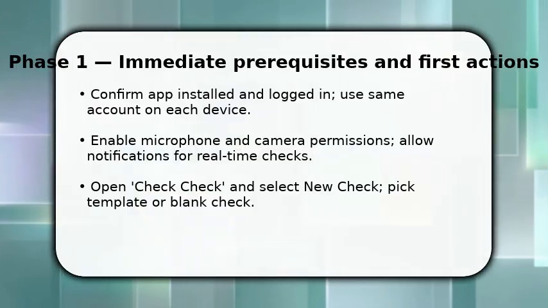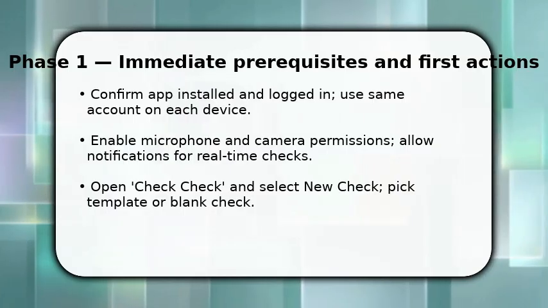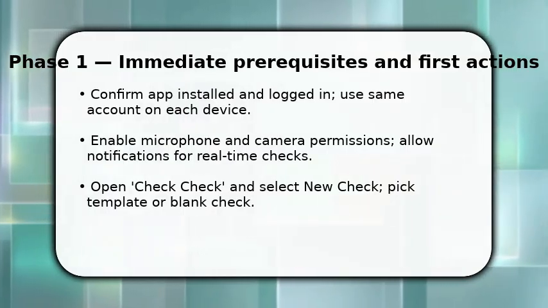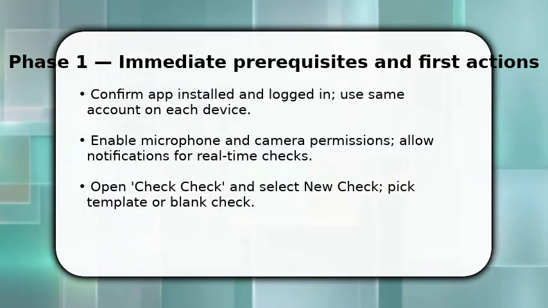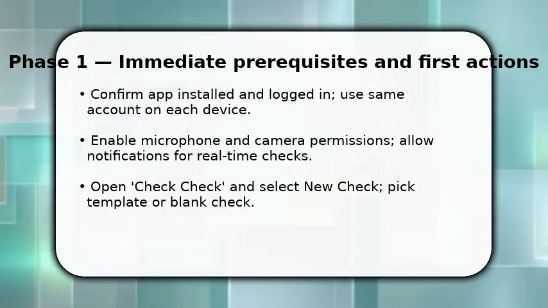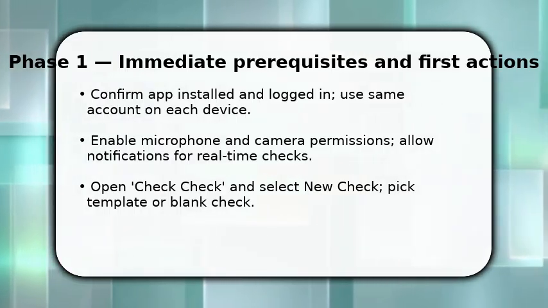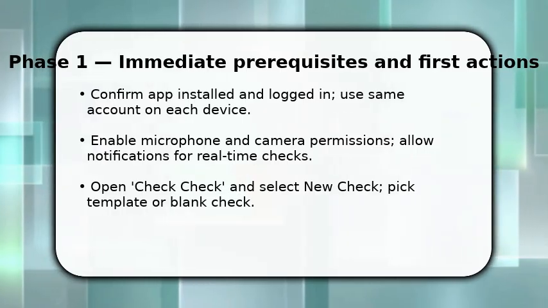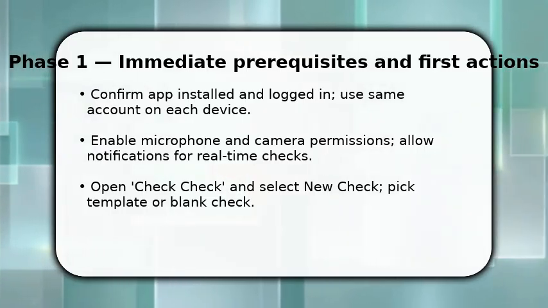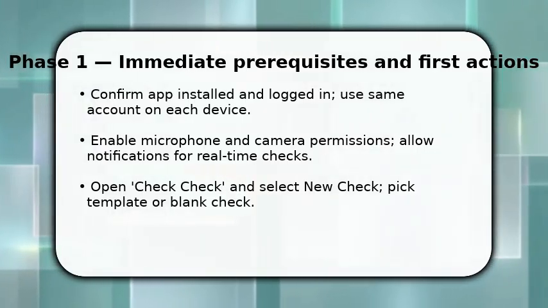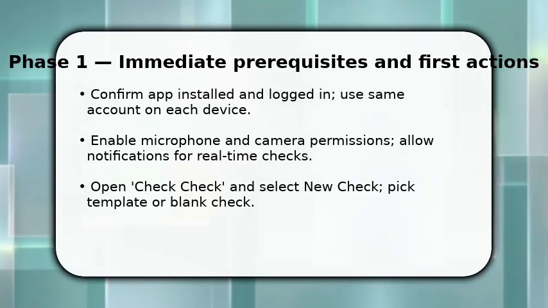You already have what matters: the app, an account, and permissions. First, open Check and tap New Check. Choose a template if you prefer speed. Next, name the check clearly so you can find it later. Then, set the primary recipient and due date. This anchors automation. Once these fields are set, save and start the live recording or input mode.